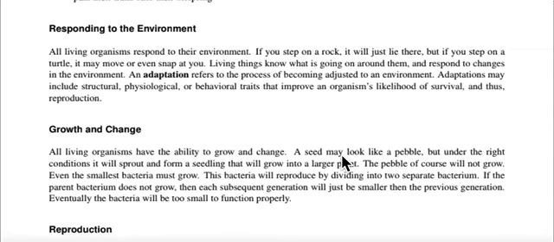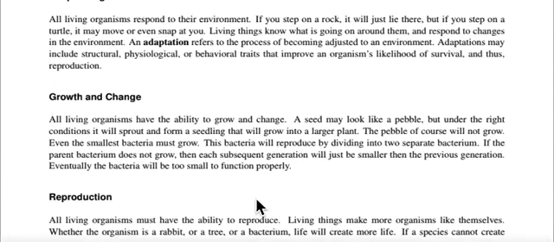A seed may look like a pebble, but under the right conditions, it will sprout and form a seedling that will grow into a larger plant. The pebble, of course, will not grow. Even the smallest bacteria must grow. The bacteria will reproduce by dividing into two separate bacteria. If the parent bacterium does not grow, then each subsequent generation will just be smaller than the previous generation. Eventually, the bacterium would be too small to function properly.